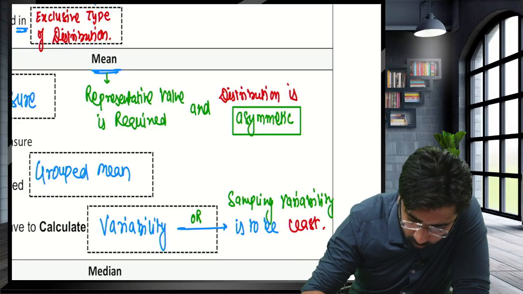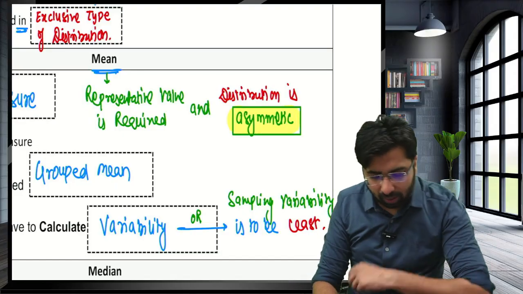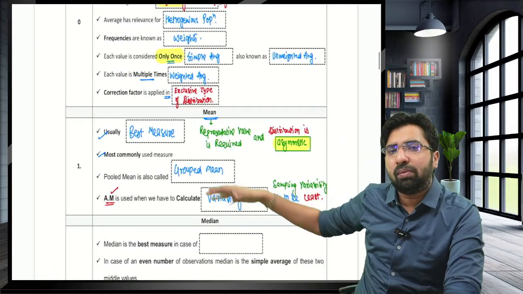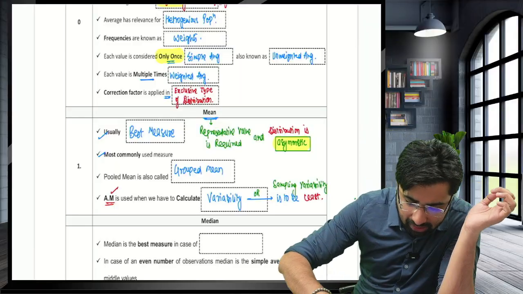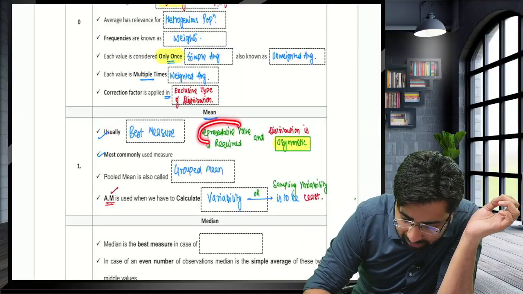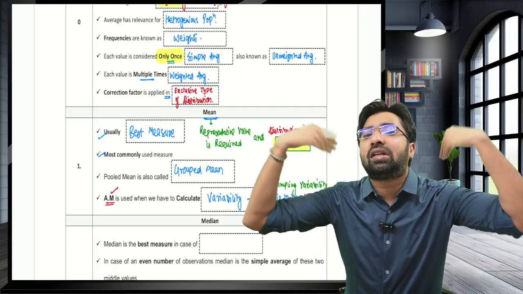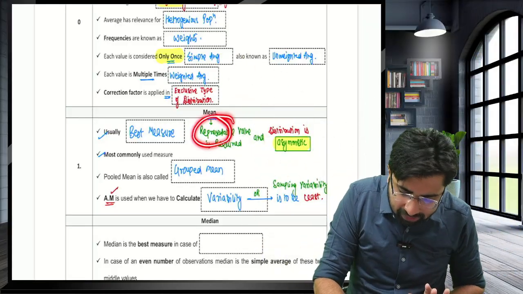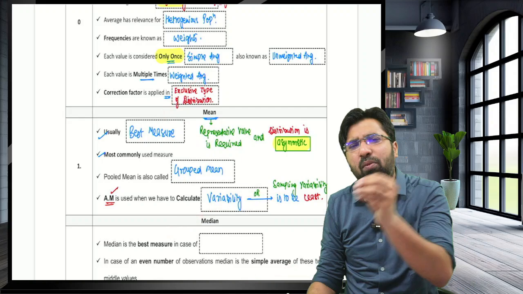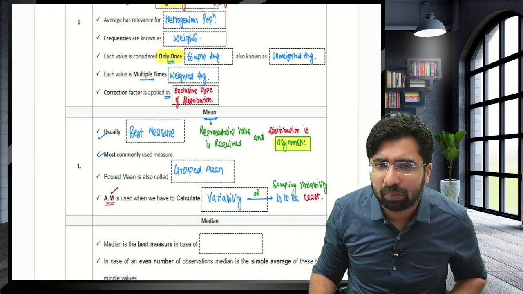Guys, now I'll explain why. Either we are calculating mean, median, mode, whatever we are doing, we are calculating this to get the representative value. I want a single value which can represent the entire population. Definitely we want a representative value everywhere, with mean, median, mode, GM, HM.